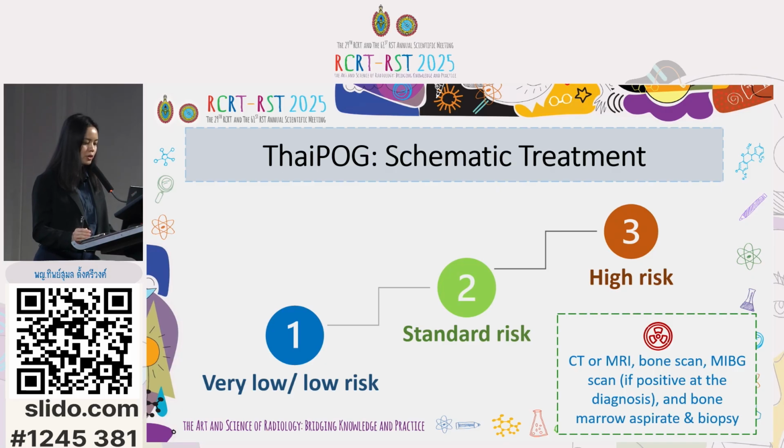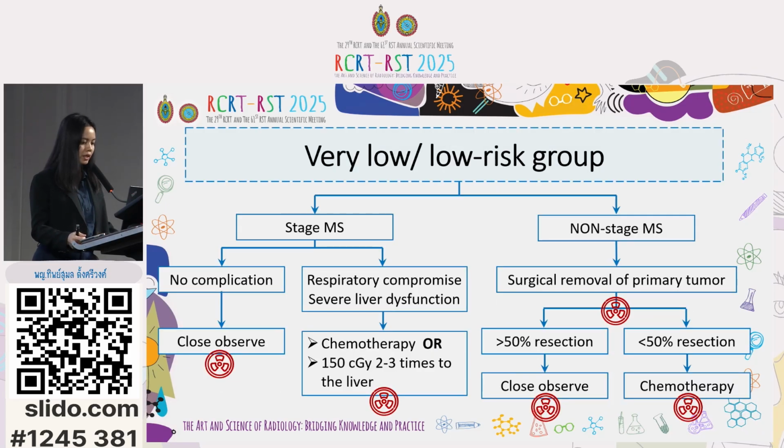For each treatment scheme, Thai POG also emphasizes when the imaging and marrow re-evaluation should be performed during treatment and post-treatment remission. The treatment plan for the very low to low risk group depends on whether it's stage MS or non-MS. For stage MS, chemotherapy is recommended only for children with large tumor burden or clinical complications. For non-MS, surgery is the primary treatment for all patients, followed by selective chemotherapy in those with significant tumor residue.